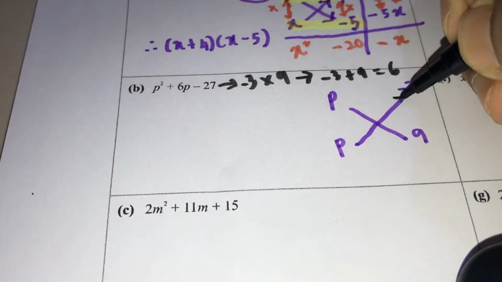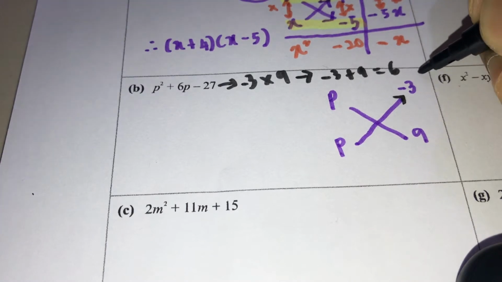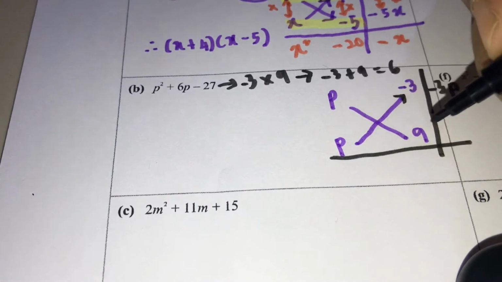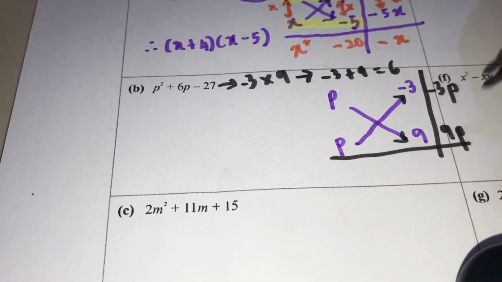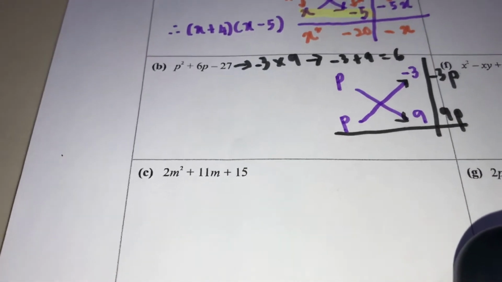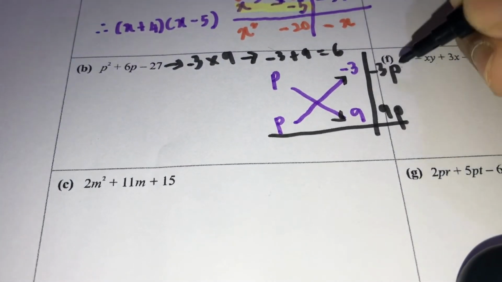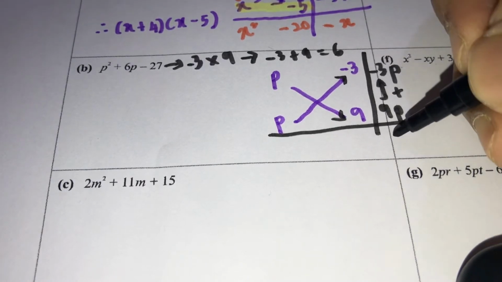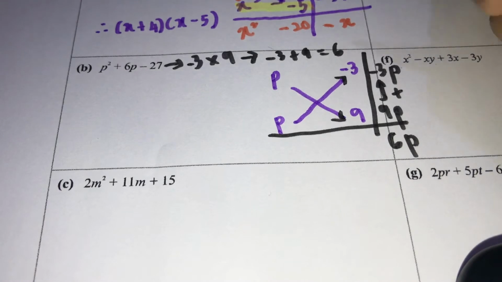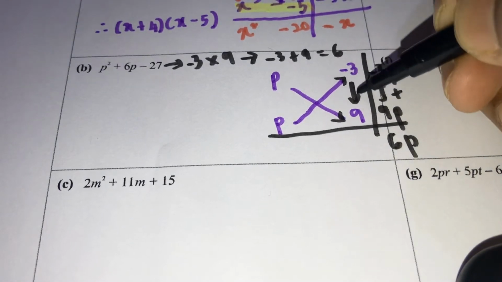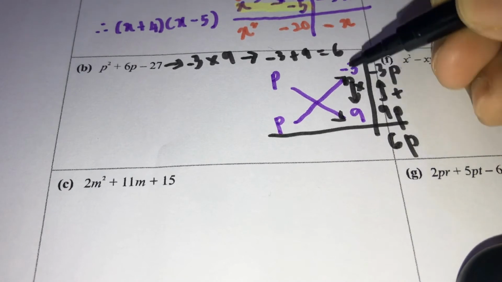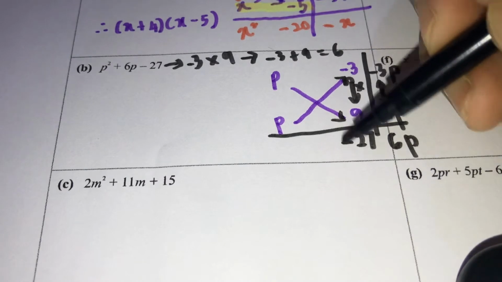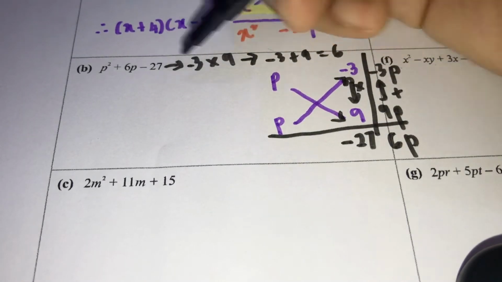Here P times -3, you get -3P. And then P times 9, you get 9P. Then try to plus: -3P plus 9P, you get 6P. Positive 6P. This one only plus, this one times. -3 times 9, -27. Check, this one -27. Here also -27. Correct.